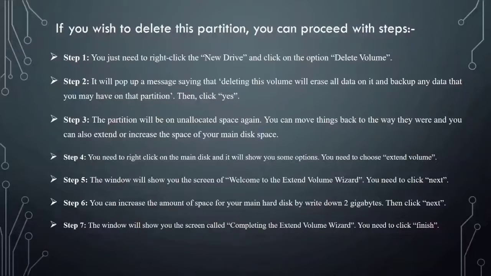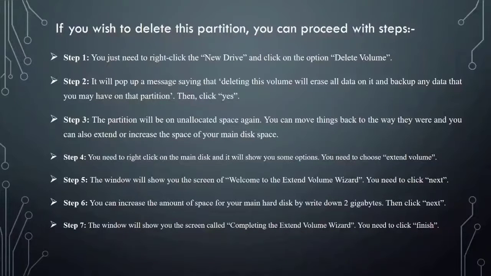You can move things back to the way they were, and you can also extend or increase the space of your main disk. You need to right click on the main disk and it will show you some options. You need to choose Extend Volume. Step 5 is the window will show you the screen of Welcome to the Extend Volume Wizard. You need to click Next and you can increase the amount of space of your main hard disk.